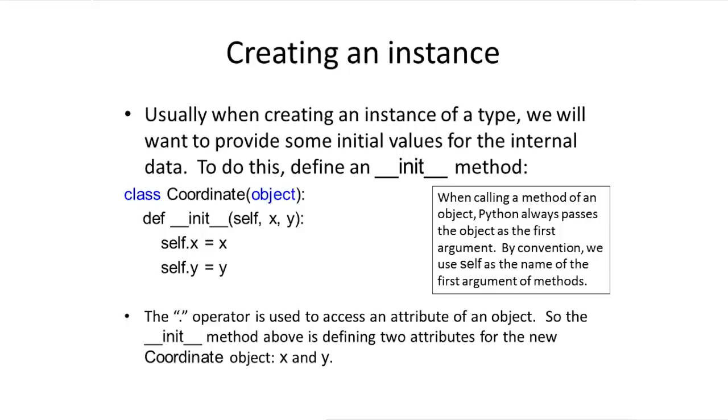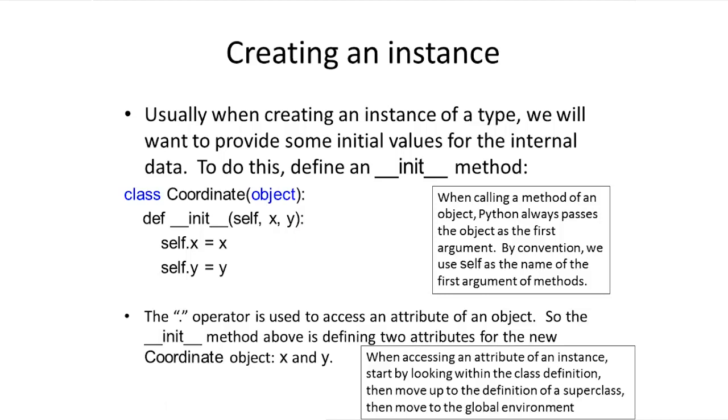It says that the dot operator is used to define access to an attribute of an object. So in this case, init is creating 2 new attributes for the coordinate object. Similarly, when I want to get out information from an object, when I'm accessing any attribute of an instance, I'm going to start by looking within the class definition. And that says when I'm trying to do an initialization or an init on coordinate, I'm going to start by looking inside coordinate for an init definition. Since there is one there, I'm going to use it. If I had not put an init in here, then coordinate, when I called it, would have looked for an init definition within its frame, and having not found one, would have gone to its superclass and looked there. That'll be true of methods. That'll also be true of values.